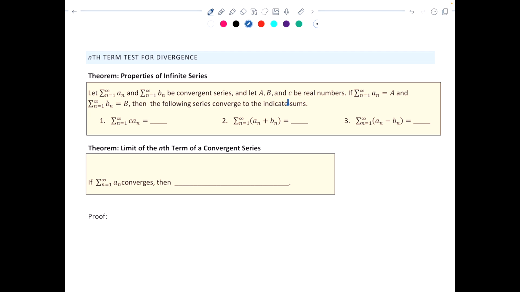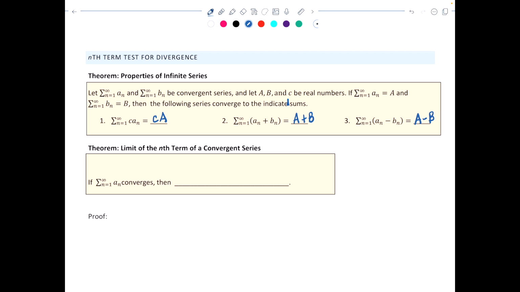So if the summation from n equals 1 to infinity of a sub n equals capital A, and the summation from n equals 1 to infinity of b sub n equals capital B, then the following series converge to the indicated sums. So if you have the summation of a constant times a sequence, you can take the constant out and then it's multiplied to the sum of the series. And then if you are adding two sequences within a summation, that's equal to the sum of their sums. And again, if you have a difference of sequences in the summation, you'll have the difference of their infinite sums.